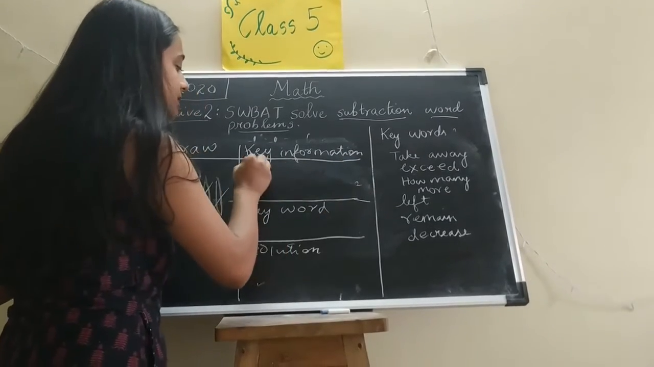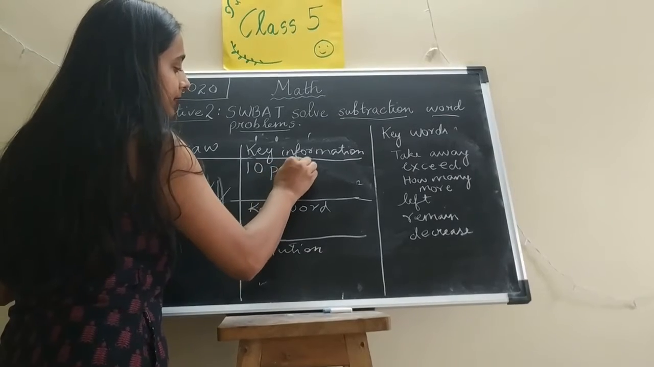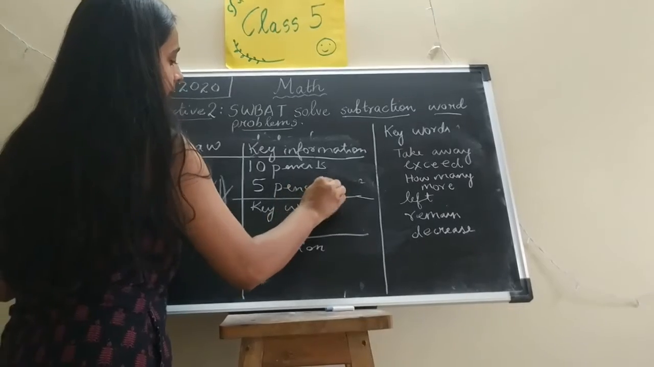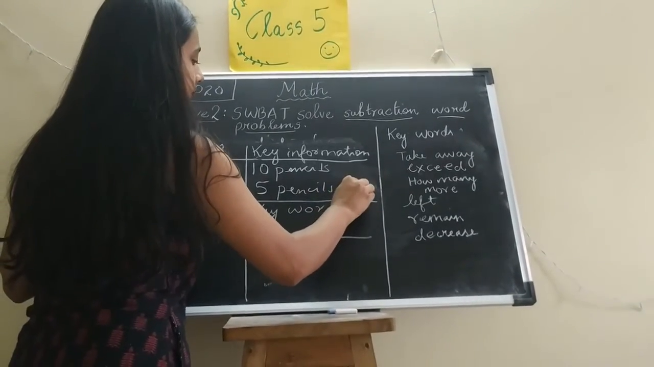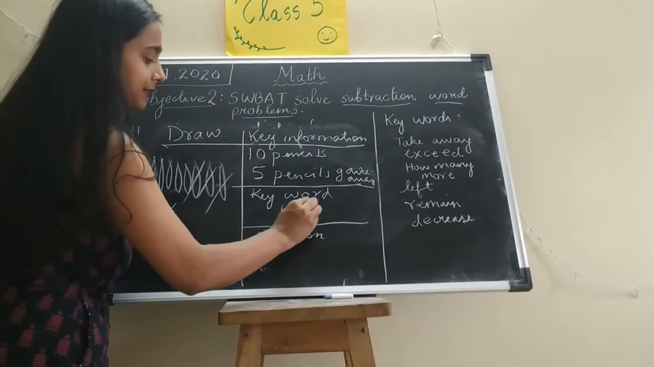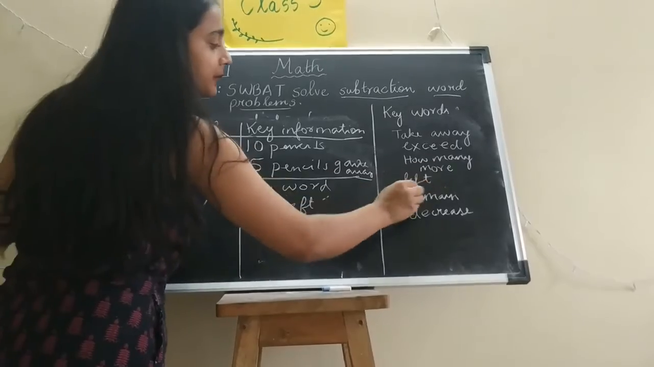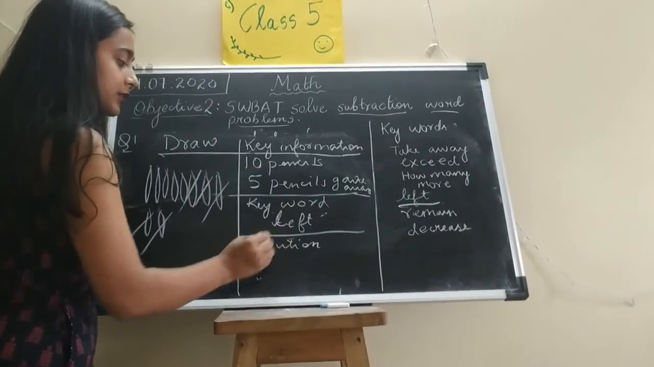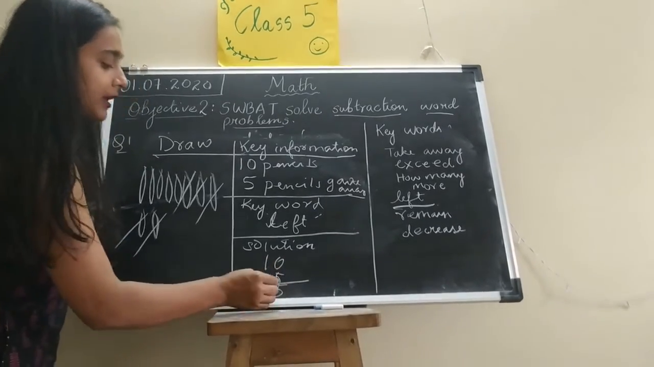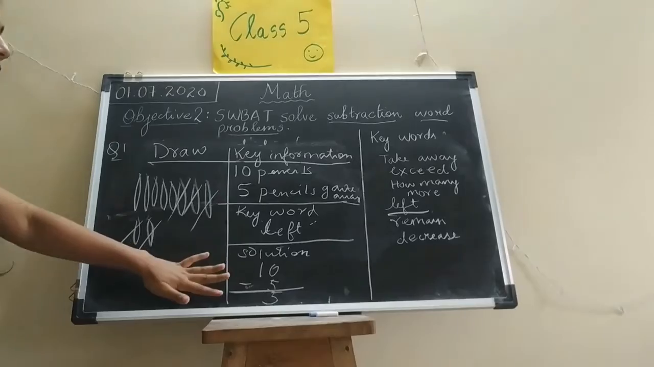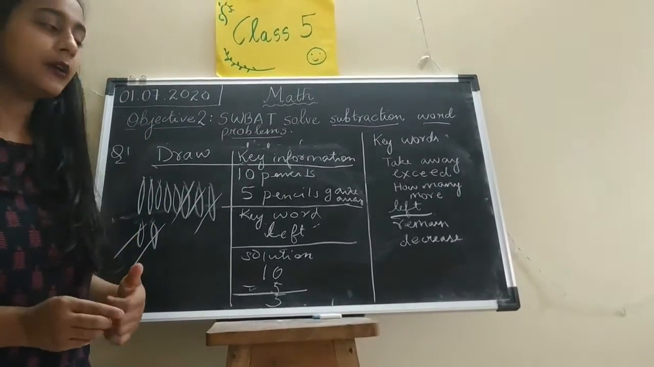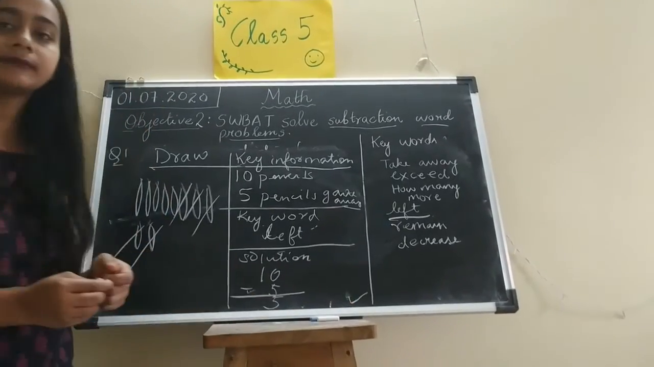So here key information was 10 pencils and 5 pencils gave away. And what was the keyword in the question? The keyword was left. Okay, the keyword from here, left, was in the question. So now you know that you have to subtract. So here 10 minus 5 is 5. That was your answer. This is how you will solve the next question that will be there. You will solve it by yourself. Okay, we will move on to the other questions.